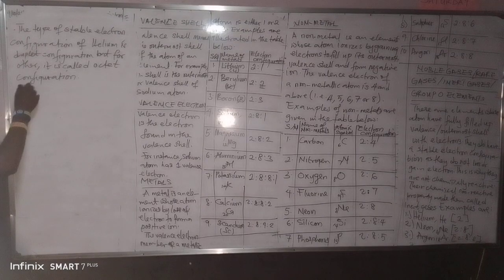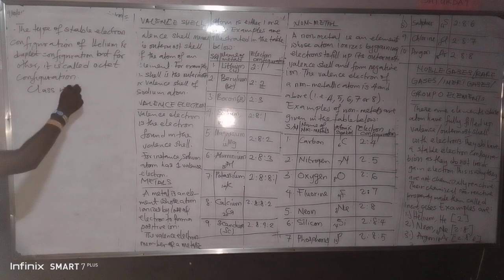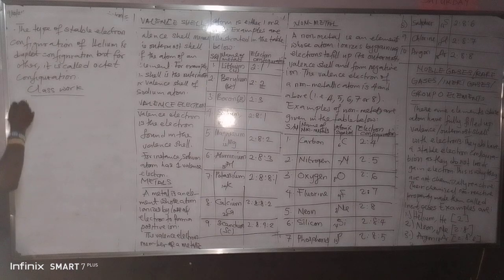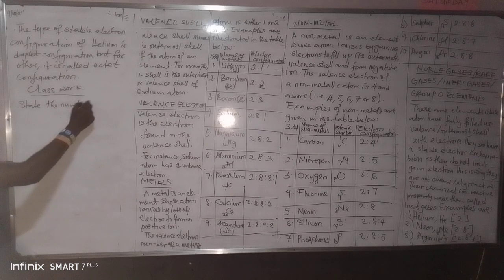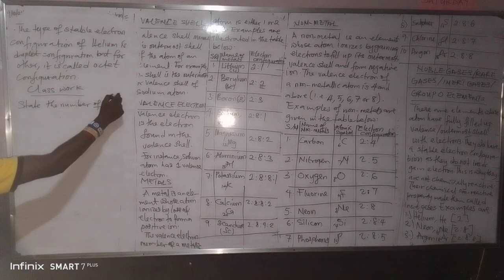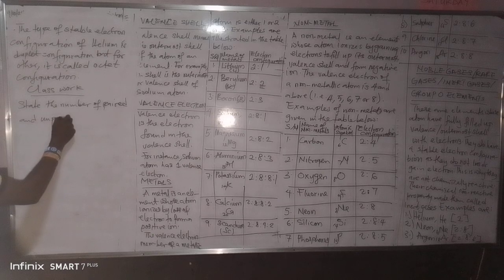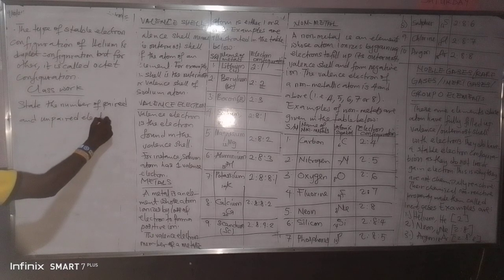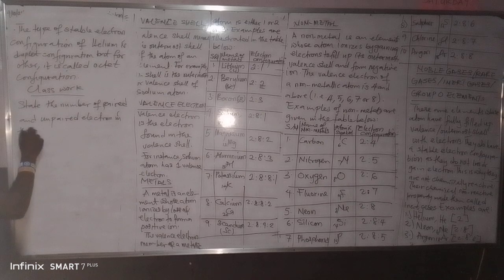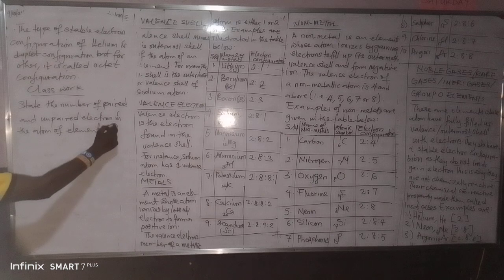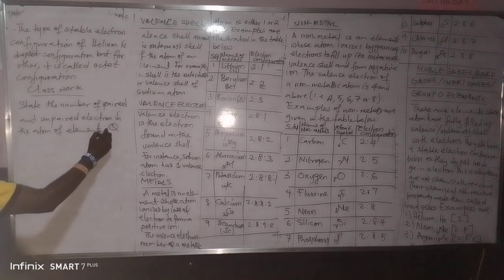So I'm leaving you with a classwork. State the number of paired and unpaired electrons in the atom of element Q9.